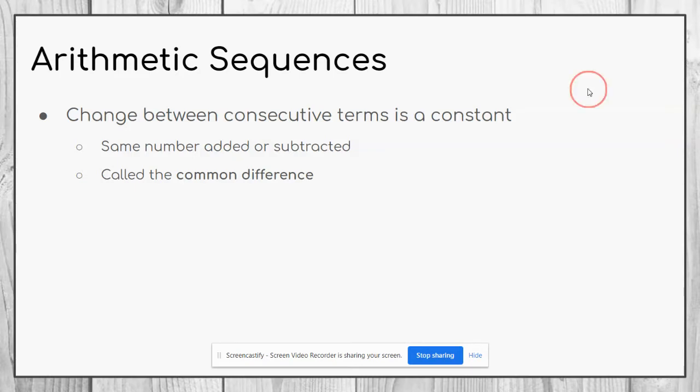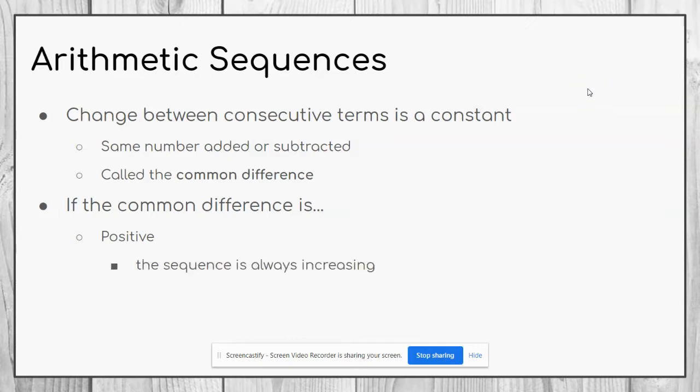called the common difference. So if that common difference is a positive number, that means our sequence of numbers that we have is always going to be increasing. On the contrary, if it is negative, that means the sequence will always be decreasing. So that list of numbers that we've been given would be going down.